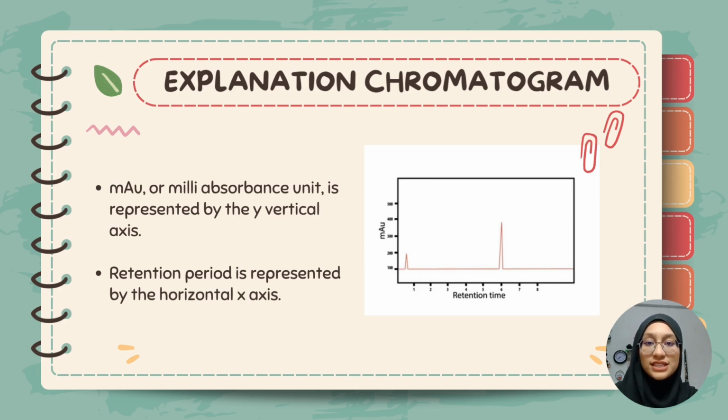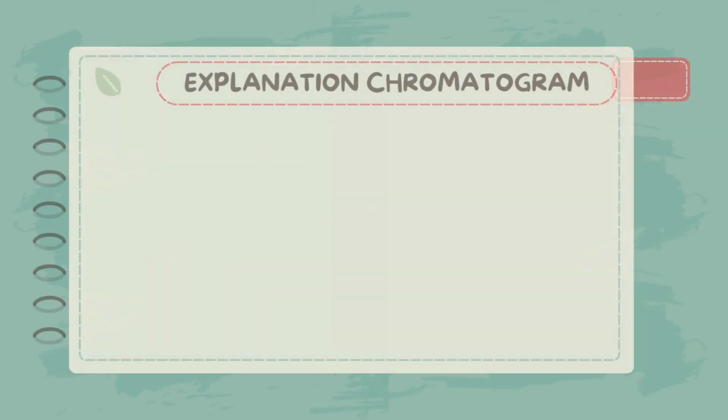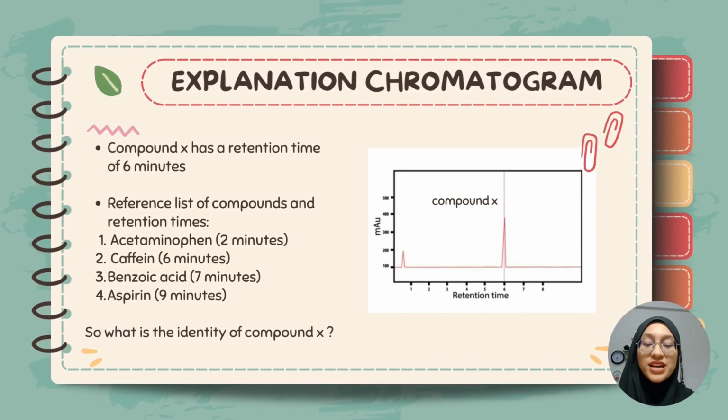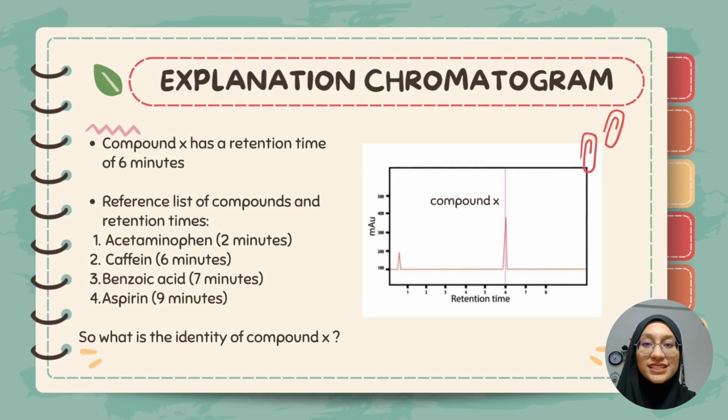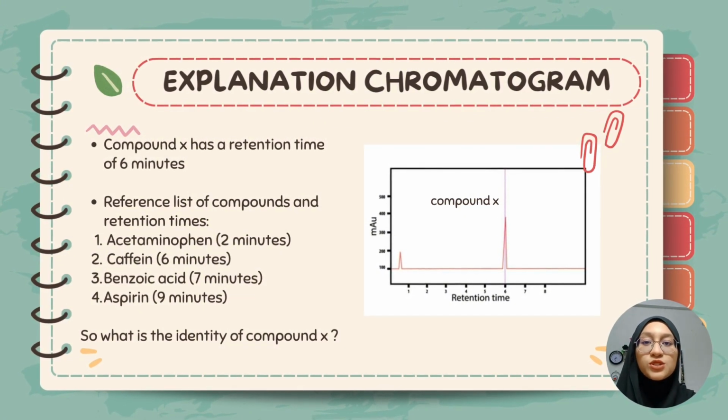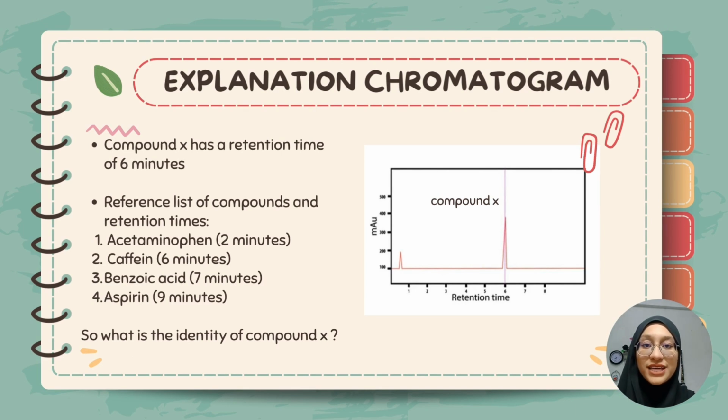Okay, now let's check the horizontal axis, which represents retention time. Retention time is the time between the injection of the analyte and the detection of the analyte. Now, you can check compound S, which has a retention time of 6 minutes. Retention time can also be used as an identification tool. So what is the identity of compound S? As we can see based on the reference list of compounds and retention times, it is caffeine.